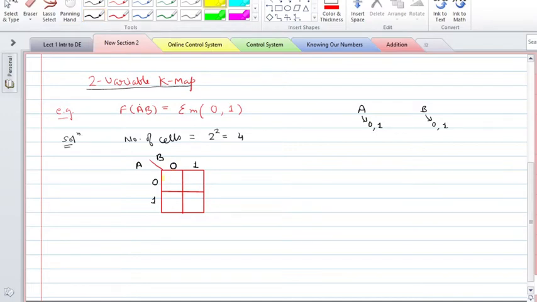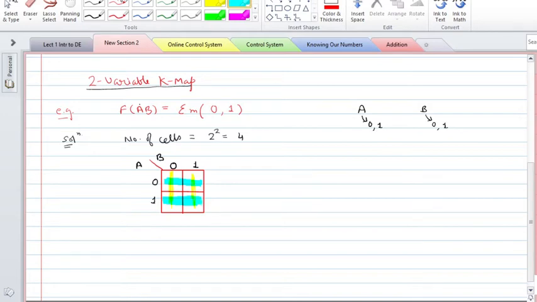For these two cells, if we consider vertically, the b value will remain 0, and for these two cells the value of b will remain 1. Similarly, if we take horizontally, then a will be 0 for these two cells, and a will be 1 for these two cells.